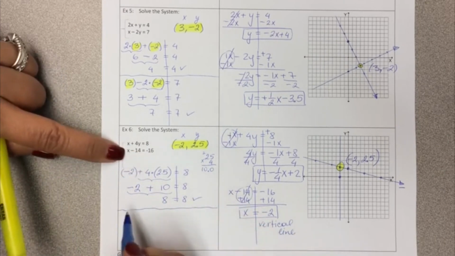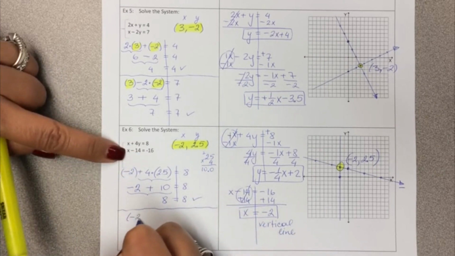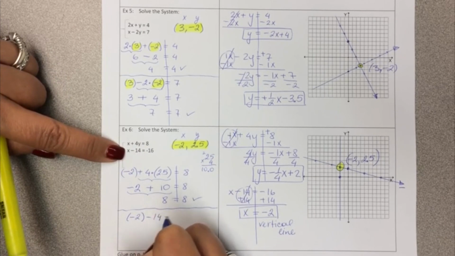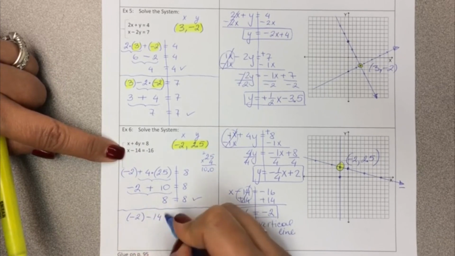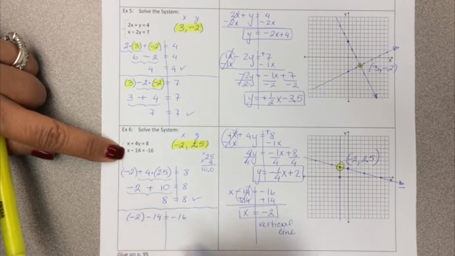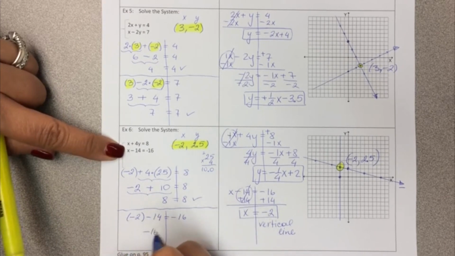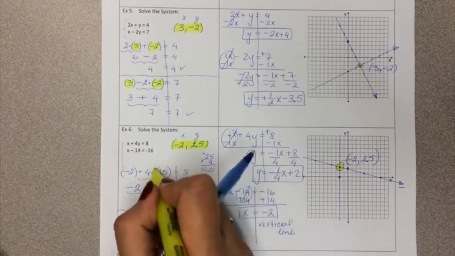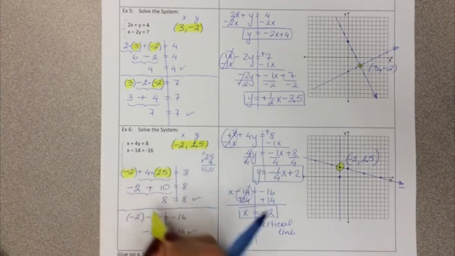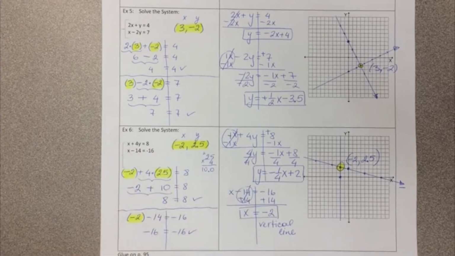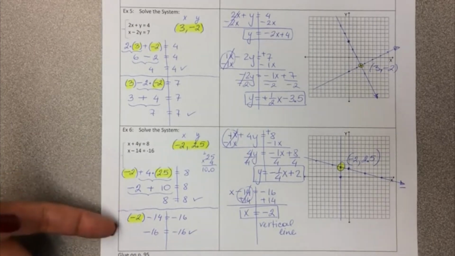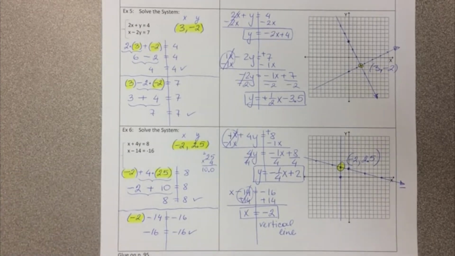In the second equation, instead of x, we put negative 2 minus 14, and that should equal negative 16. Well, negative 2 minus 14, if we combine, we add the numbers, keep the sign, that's negative 16, which makes a true statement. So our solution, negative 2 and 2.5, works because it makes a true statement by being replaced in both equations in the system.